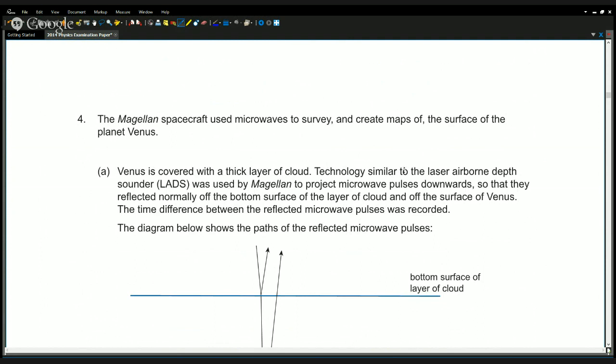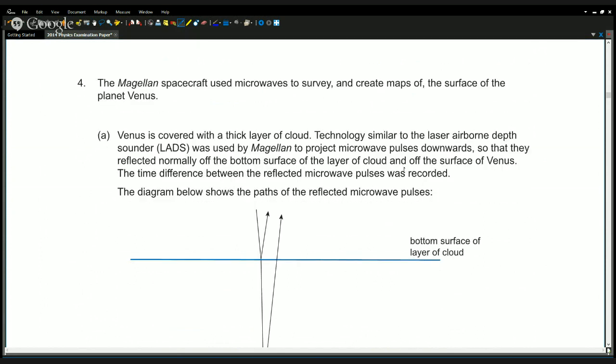Technology similar to the laser airborne depth sounder was used by Magellan to project microwave pulses downwards so they reflect normally off the bottom surface of the layer of cloud and off the surface of Venus. The time difference between reflected microwave pulses was recorded. The diagram below shows the path of reflected microwave pulses. It's pretty cool.